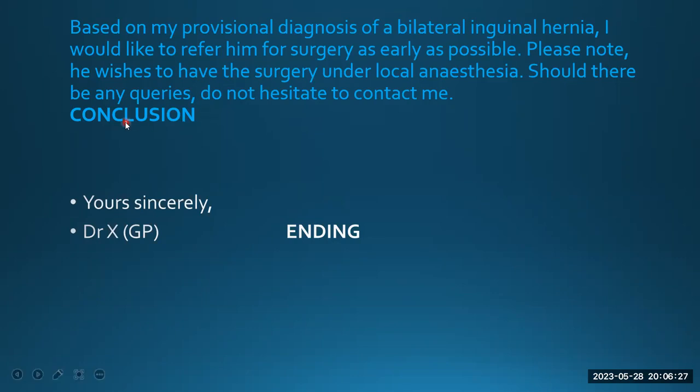There are different formats of writing a conclusion. You can just memorize two, three of them, and you can use them according to the scenario.